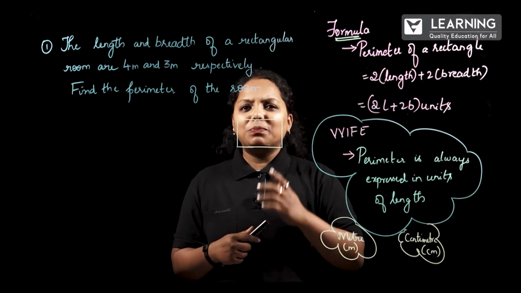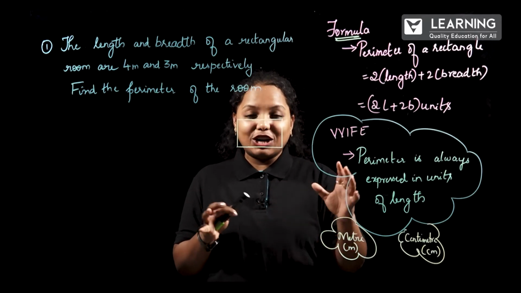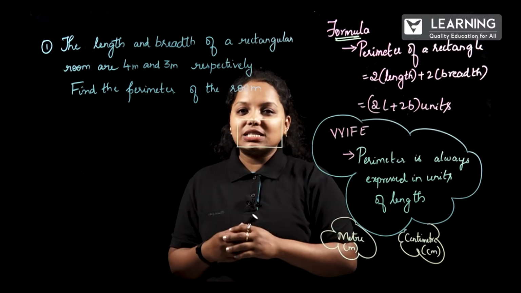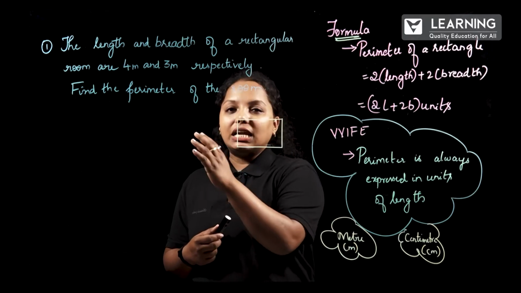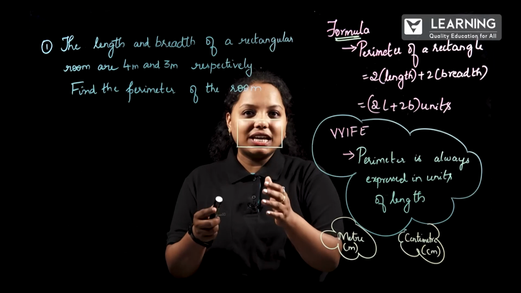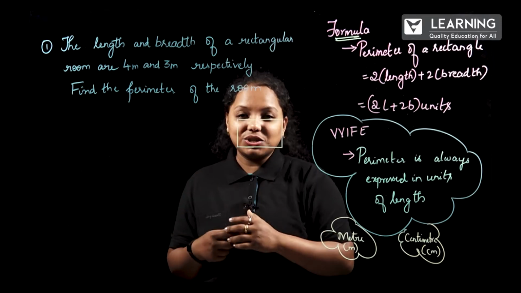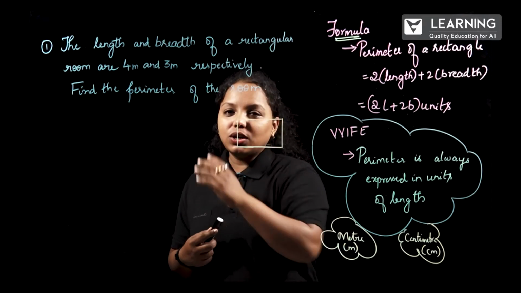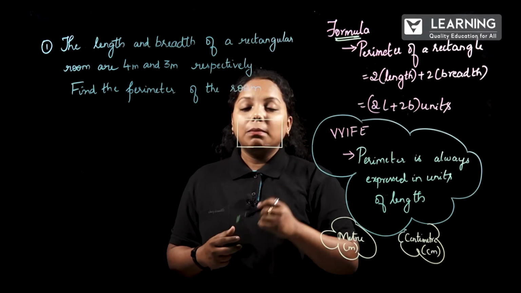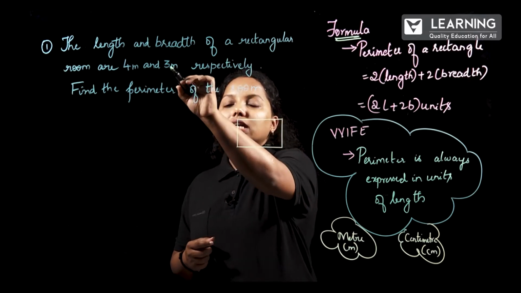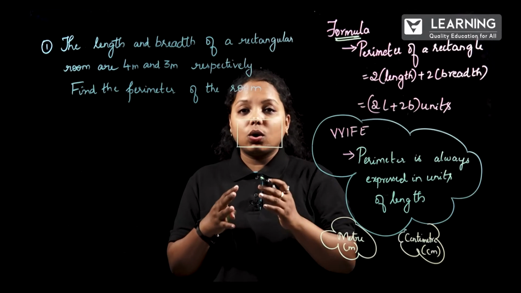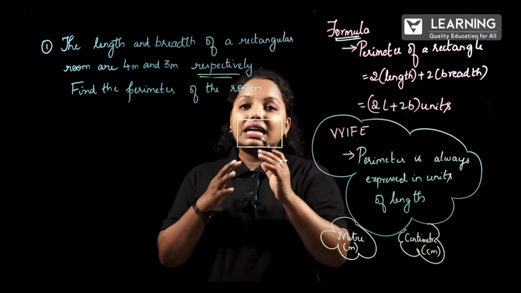Now, we'll look at the exercise. I hope you are very thorough with the formula part. We shall carry that forward to the exercise part. The first question is: the length and the breadth of a rectangular room. Just now I gave an example of a house, but here the question is on a room. Of a rectangular room are 4 meters and 3 meters respectively. Many students will make this mistake. They will take it as 3 meters length and 4 meters breadth. No, you have to go accordingly whenever the question says respectively.